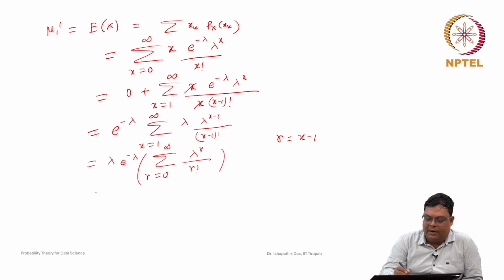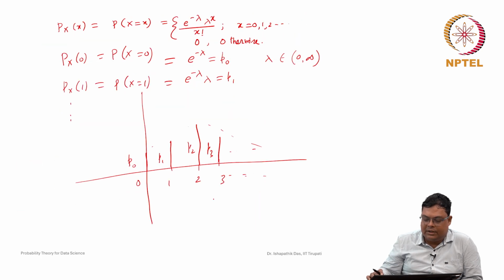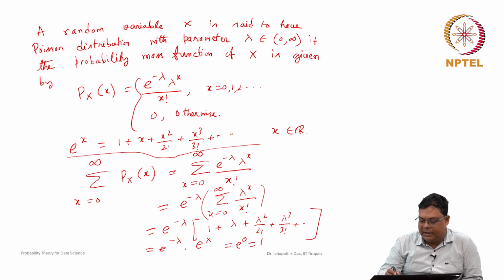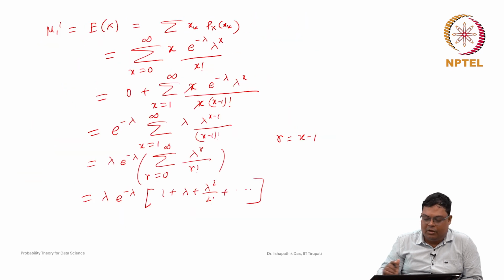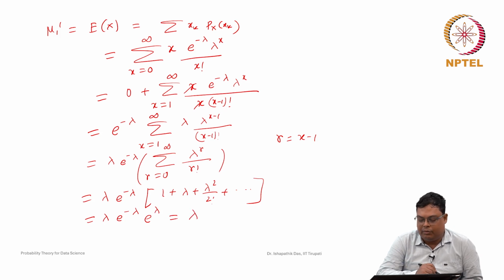So, then we have lambda e to the power of minus lambda, times r equal to 0 gives 1, plus lambda, plus lambda square by 2 factorial, like this. This is an infinite series of the kind 1 plus lambda plus lambda square by 2 factorial, which converges to e to the power of lambda. So, this is lambda e to the power of minus lambda times e to the power of lambda, which is nothing but lambda. That is why the mean of this Poisson distribution is nothing but the parameter lambda.